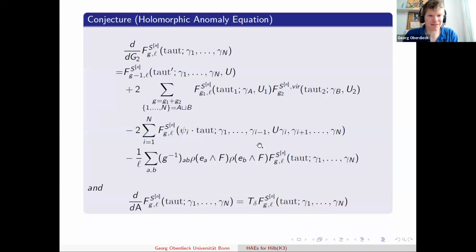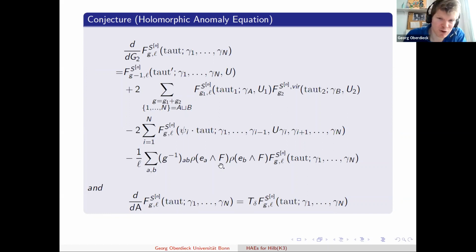And then finally, and that's the most important part, you can write down a holomorphic anomaly equation. And again, the surprising thing is, well, we have two of them. We have one for G2 and one for A. The A one is less interesting, but the G2 one is in some sense the main thing. And the nice thing is that it has a similar form and similar features to the one for K3 surfaces.